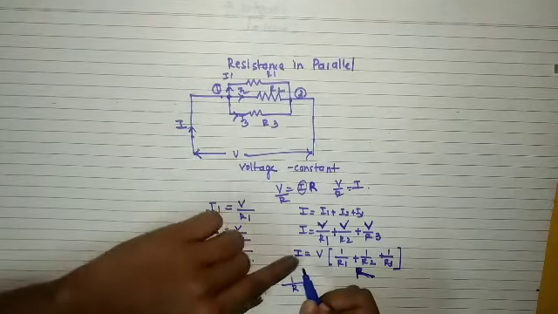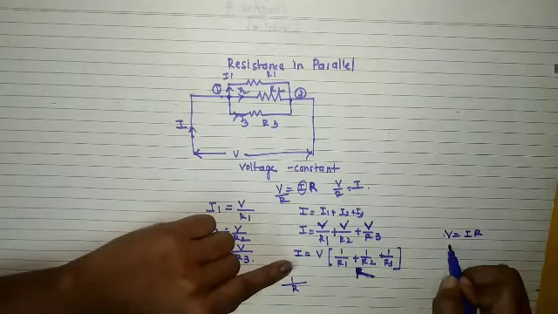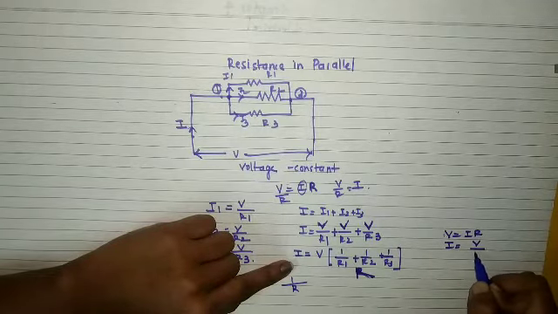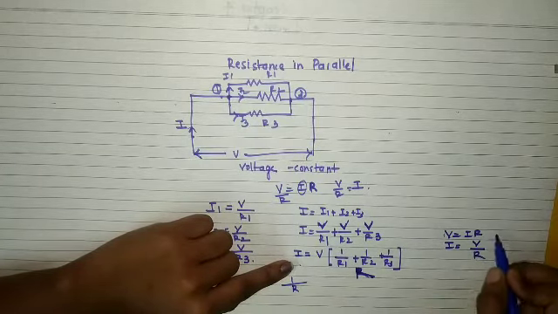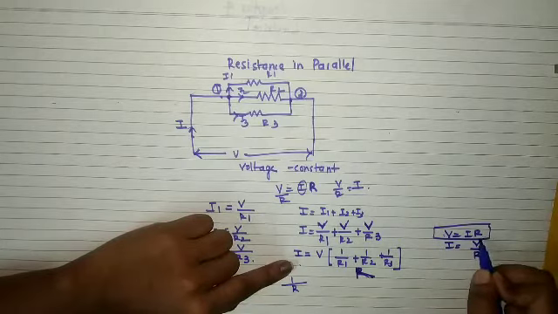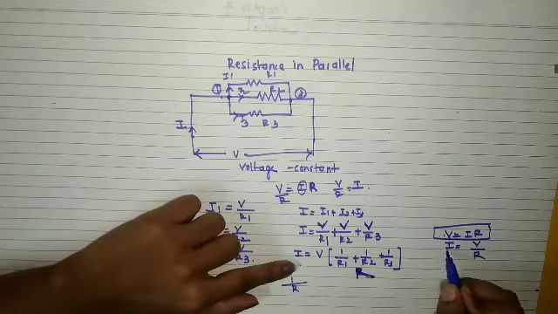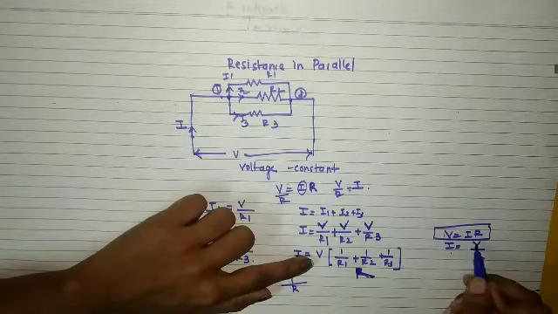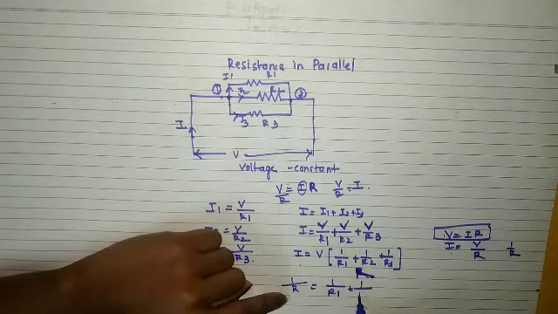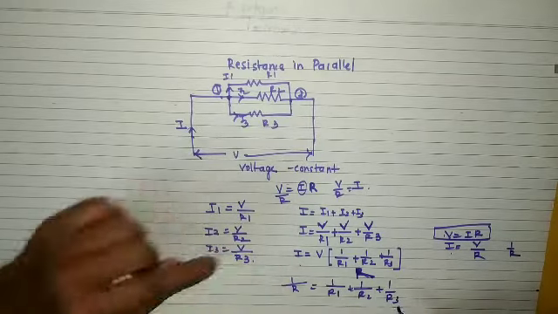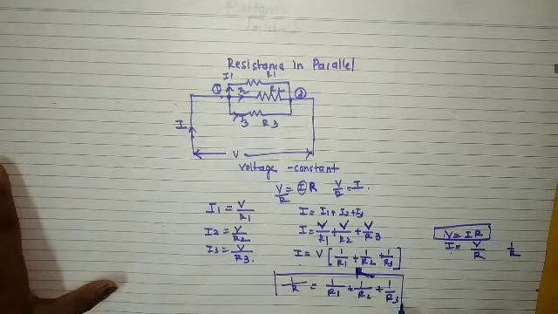We'll compare this first with Ohm's law. Here V is equal to IR, and now I is equal to V by R. Comparing this equation and this equation, this is our Ohm's law, V is equal to IR. If we take R to this side, it becomes the equation I is equal to V by R. So from here I is equal to I, V is equal to V, and R is 1 by R. So 1 by R is equal to 1 upon R1 plus 1 upon R2 plus 1 upon R3. If we have to calculate the resistance in parallel connection, this is the formula.